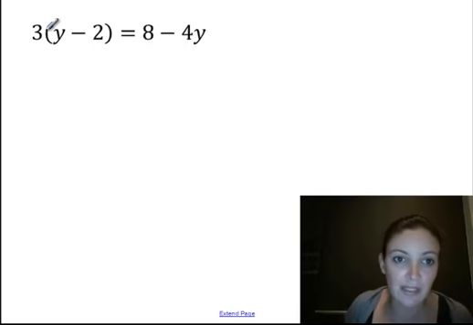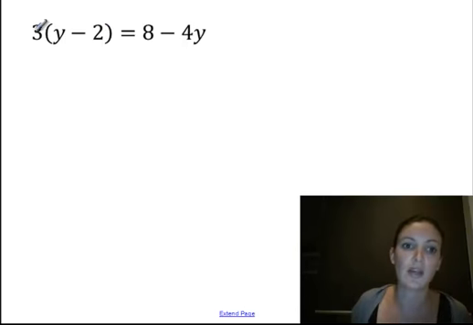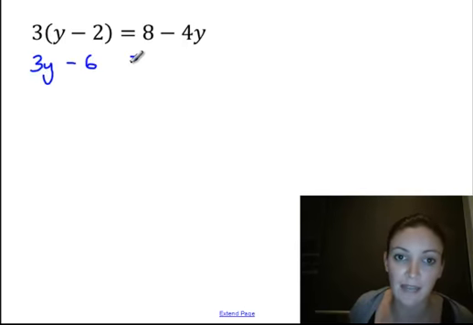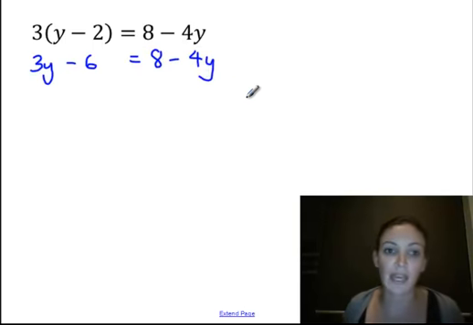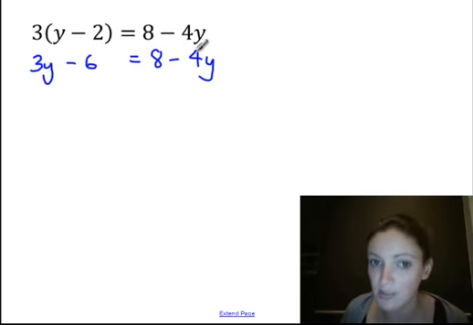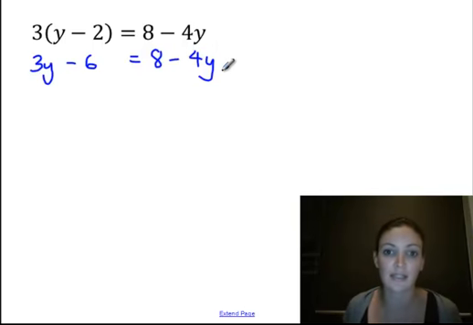The first step is just to expand the bracket. So we know that this 3 outside of the brackets means that I multiply it by both terms inside the bracket. So 3 times y is 3y, and 3 times minus 2 gives me minus 6, and that's equal to 8 minus 4y. Okay, so now I've got an equation with unknowns, my variable, on both sides of the equal sign, so I'm going to have to deal with that.